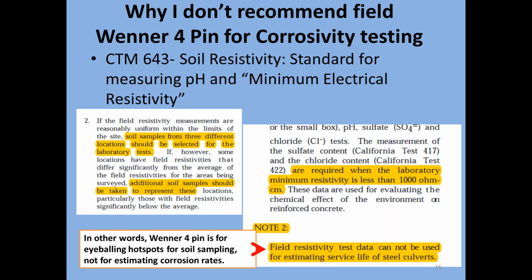Now, this is very important because a lot of people try to determine a site's corrosivity by doing a Wenner 4-pin test at the site. Now, how do I summarize this? I'm trying to remember. In the Caltrans method for soil resistivity, the standard for measuring minimum electrical resistivity, basically it points out that a 4-pin is for eyeballing a hot spot for soil sampling, but it's not for estimating corrosion rate.